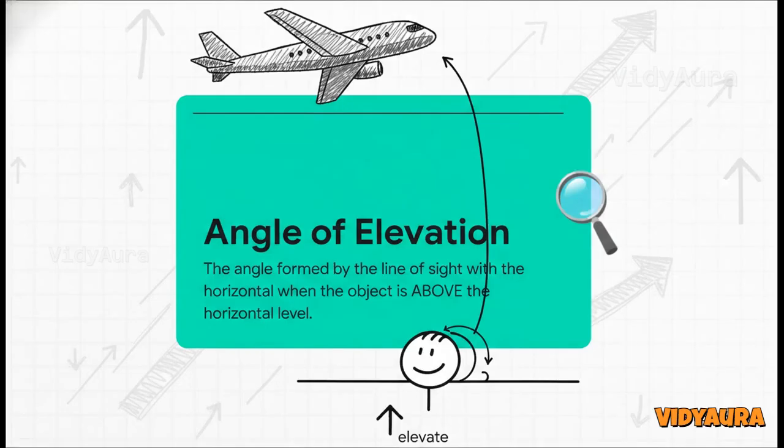Easy, right? Okay, number 2 is the angle of elevation. Just think about the word elevate. It means to go up. So this is the angle you make when you have to look up at something. Imagine you're on the ground and you see an airplane. You have to lift your head, right? The angle between the flat horizontal line and your line of sight to the plane, that's your angle of elevation.